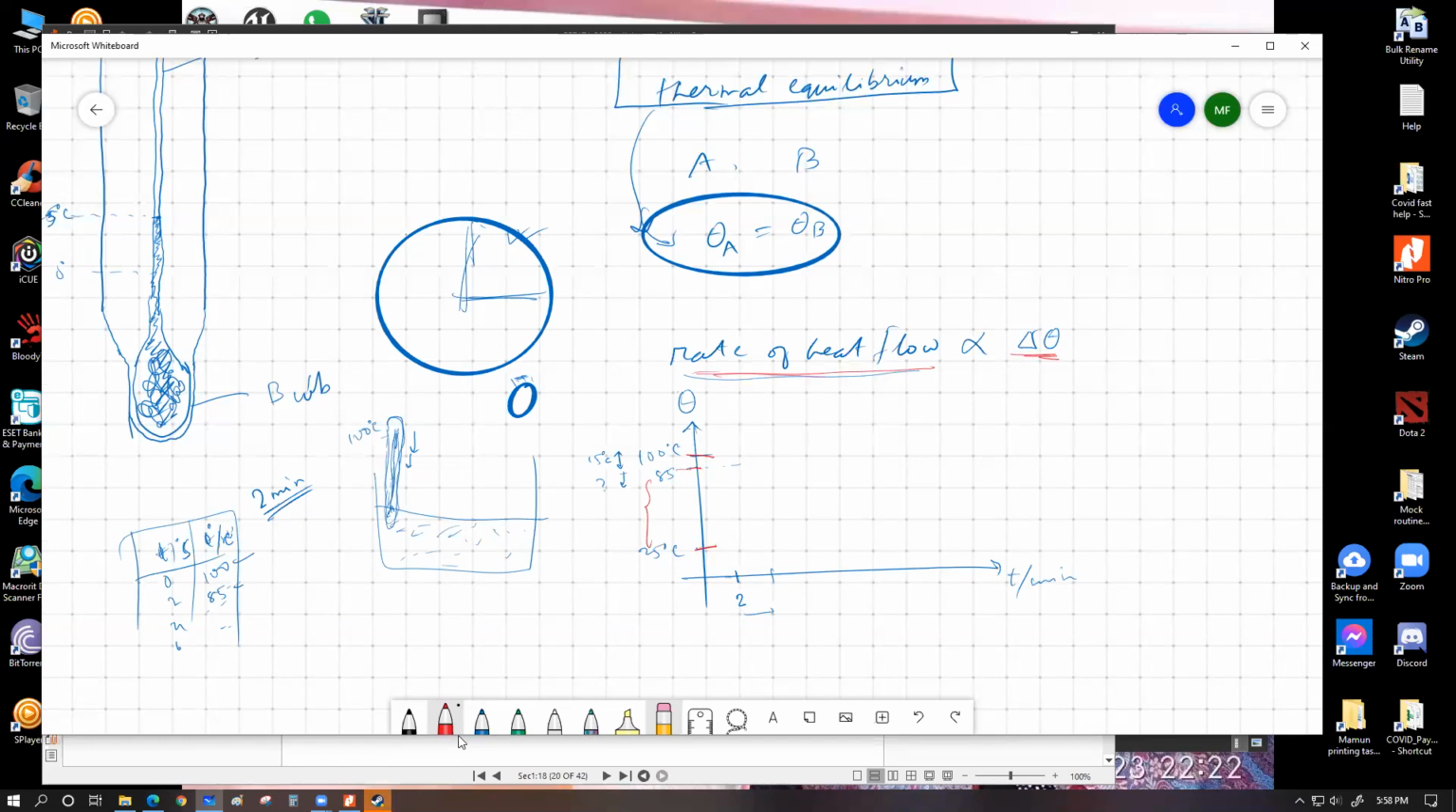of heat flow will also be less, which means within the next 2 minutes, it is not going to lose 15 degrees Celsius. So let's say it loses maybe 13. So 82 minus 13 gives you 72 degrees Celsius. So at the 4-minute mark, you're going to get maybe 72.